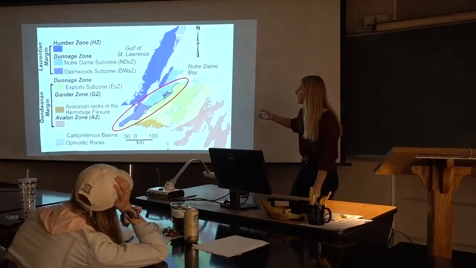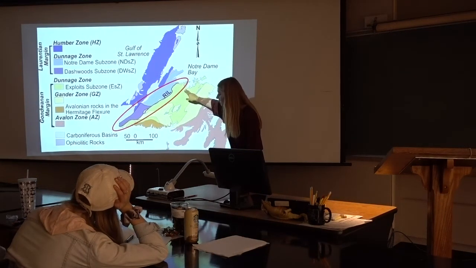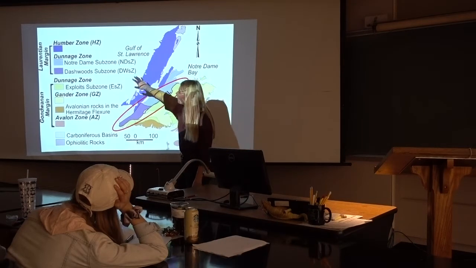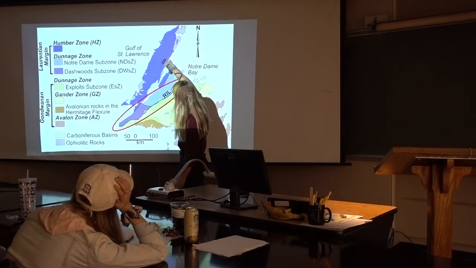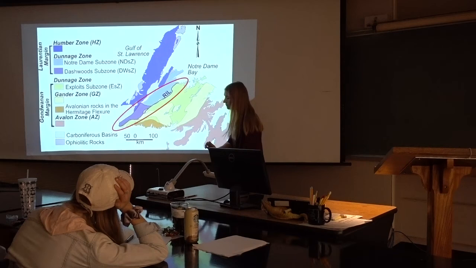So same map again, just highlighting. This is the region that we're talking about. That's the Red Indian Line. And this map splits up. This side was the Laurentian margin that was sutured to the Gondwanan margin. So that's where they meet right there.